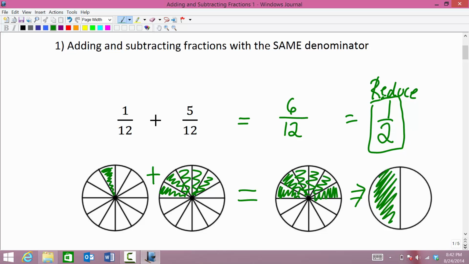So it's important that we have equal sized pieces, so that when we add, so we say 1 out of 12 plus 5 out of 12, what we're actually saying is that we have equal pieces. How many of those equal pieces do we have? Well, we have 6 of those 12 equal pieces that we've shaded, and we always want to reduce.